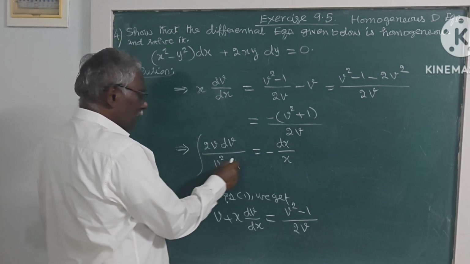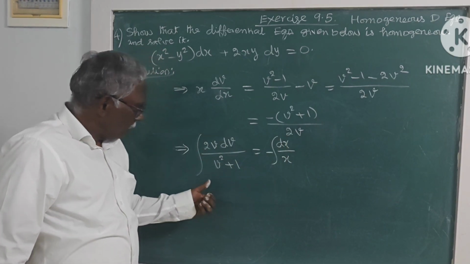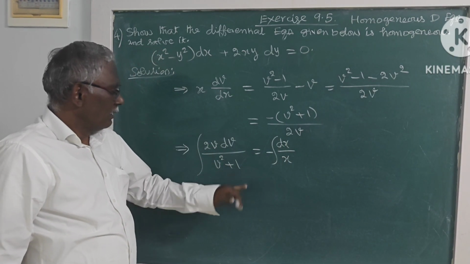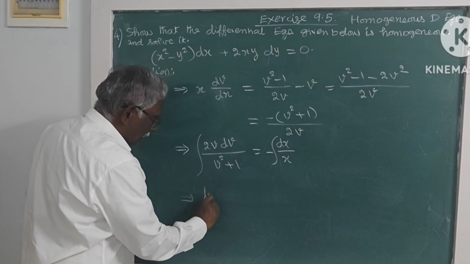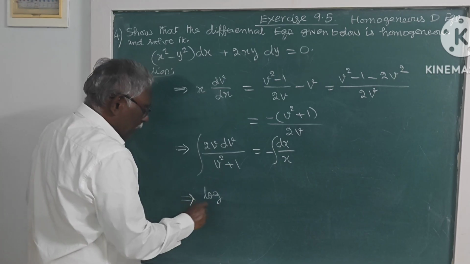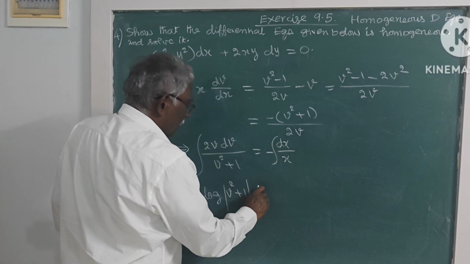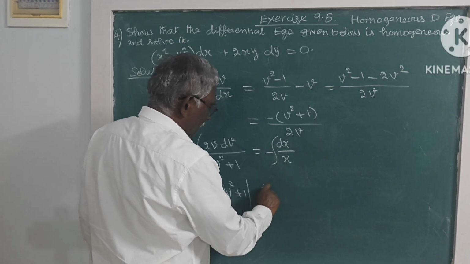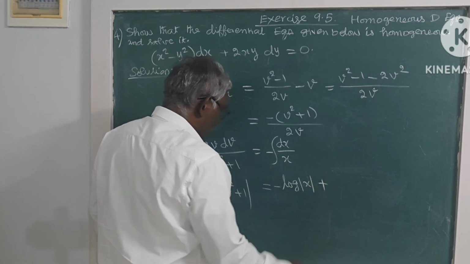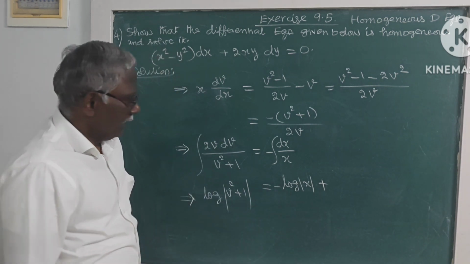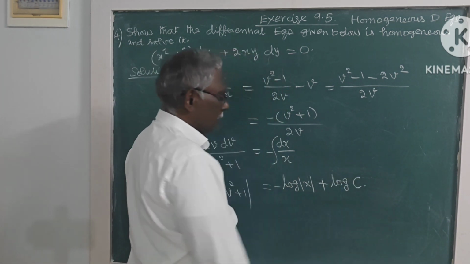On integrating, we get, if we differentiate v square plus 1, what are we getting? 2v. So what is the value of this integral? Log of v square plus 1 is equal to minus log of x. Log is there on both sides, so log c.